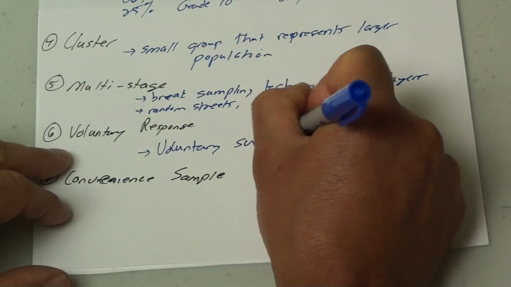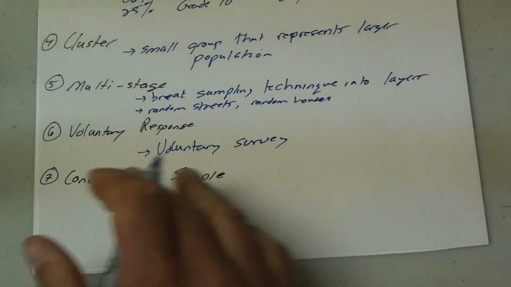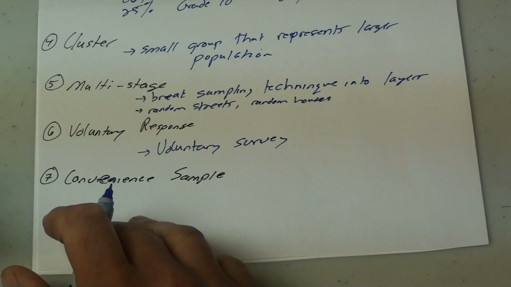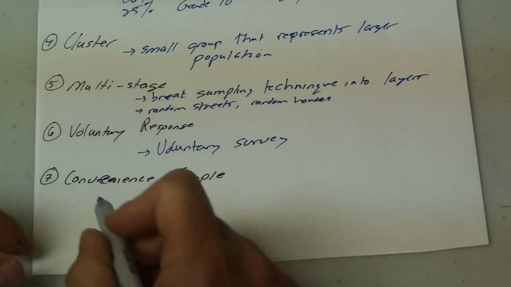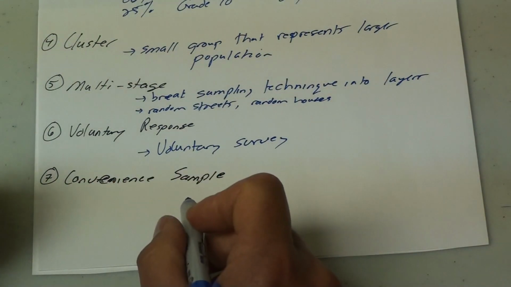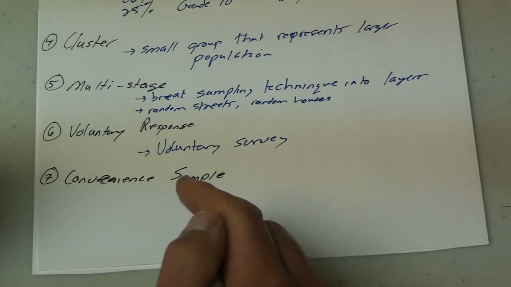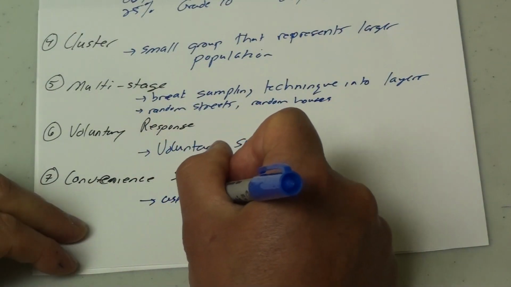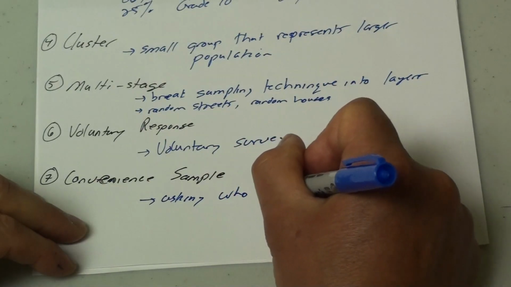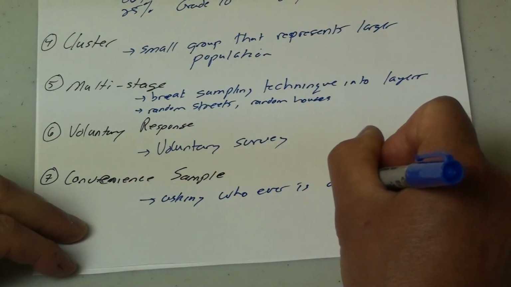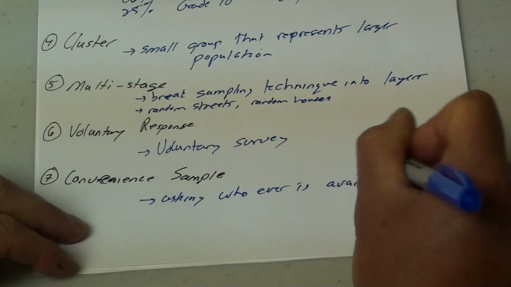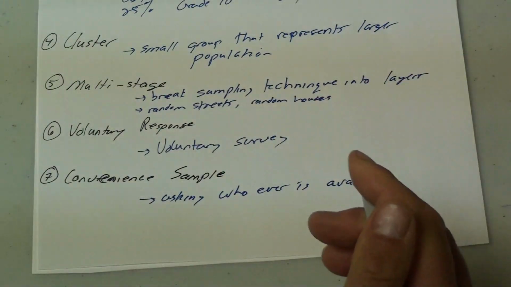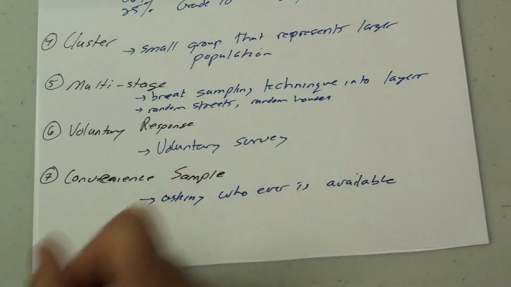Voluntary response, so that means you're doing a voluntary survey asking who wants to be a part of your survey. Okay, who wants to answer my question? And the last one is a convenience sample, and that is where you're just basically asking whoever is available. So whoever is around, that's who you're going to ask, whoever is available to answer your question.